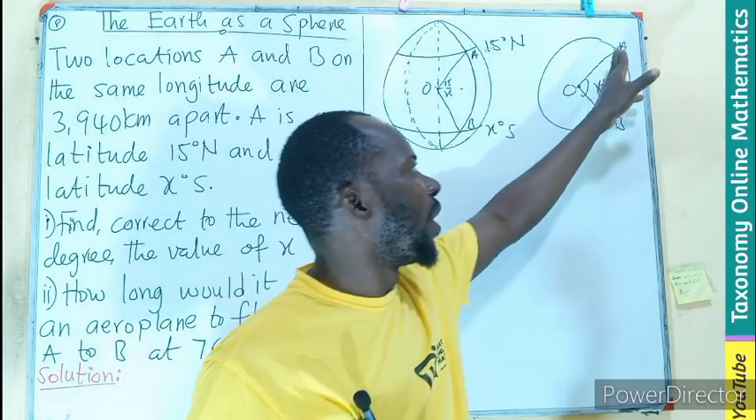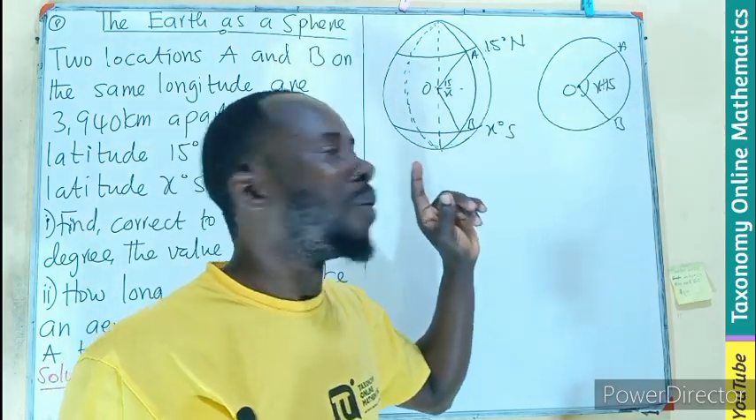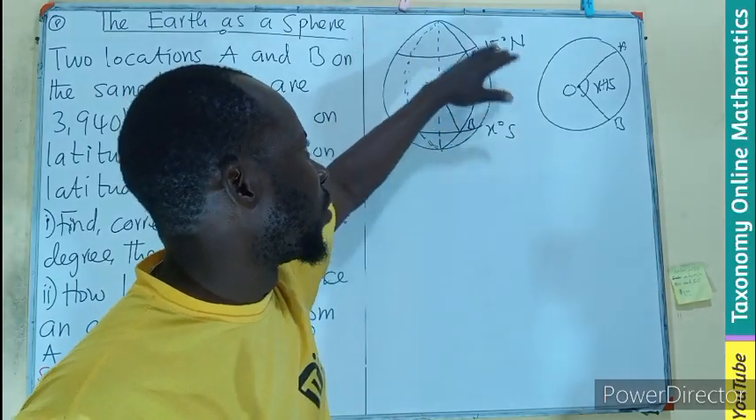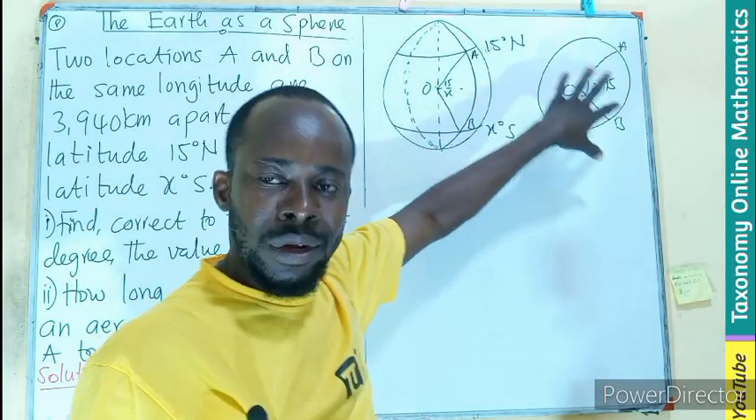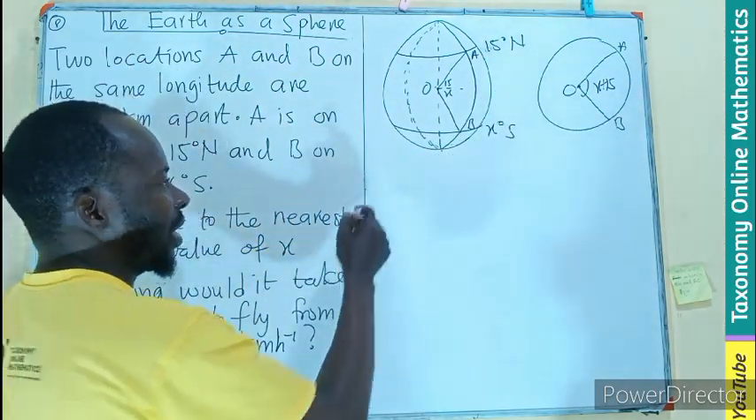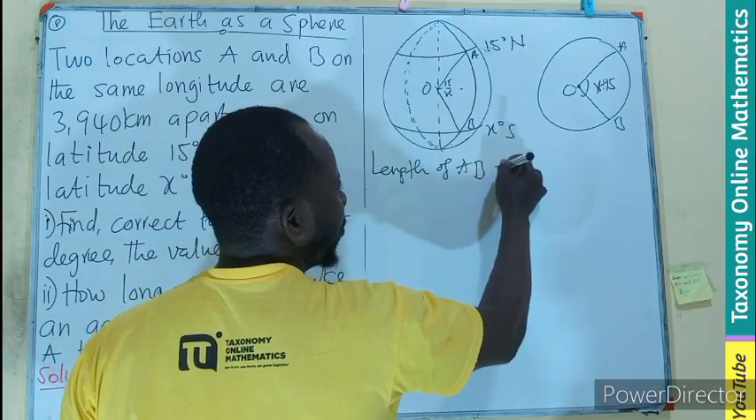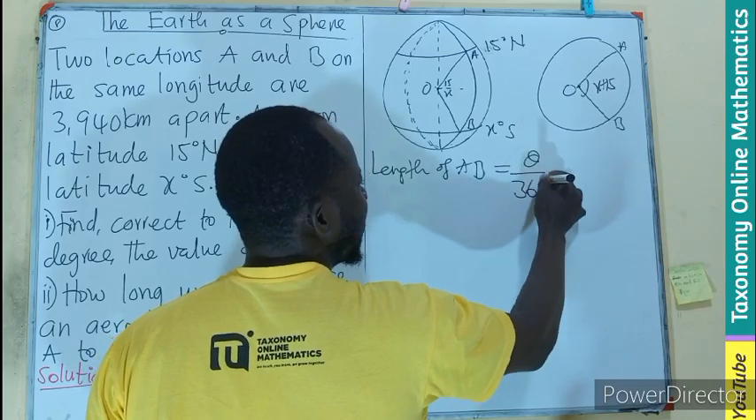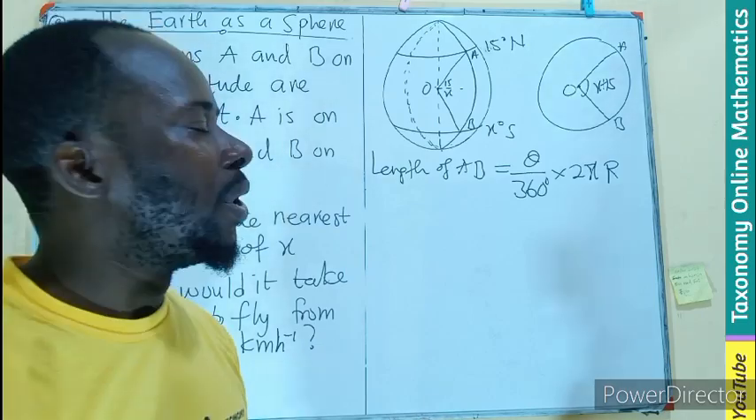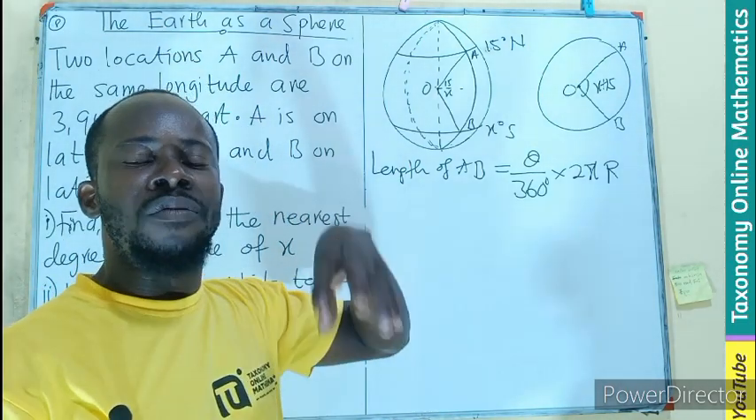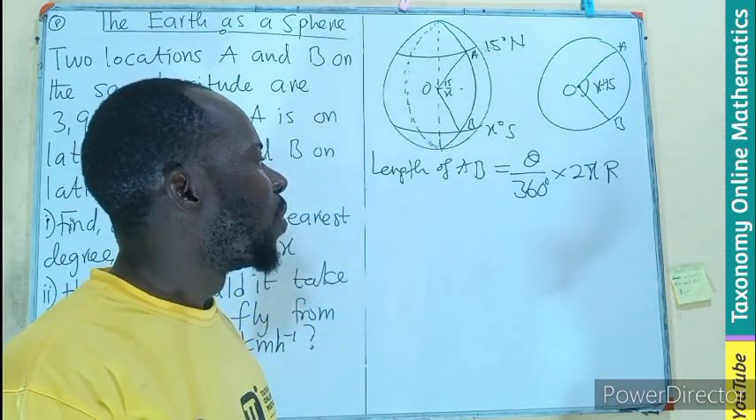Now we can relate the distance from A to B as the length of the arc forming that circle. The whole thing is a sphere, but the line we are drawing is a great circle. That gives us the center and the sector. So we can say the length of AB is going to be theta over 360 times 2 pi R. Here we use capital R because that is the radius of the Earth itself, the center of the Earth.